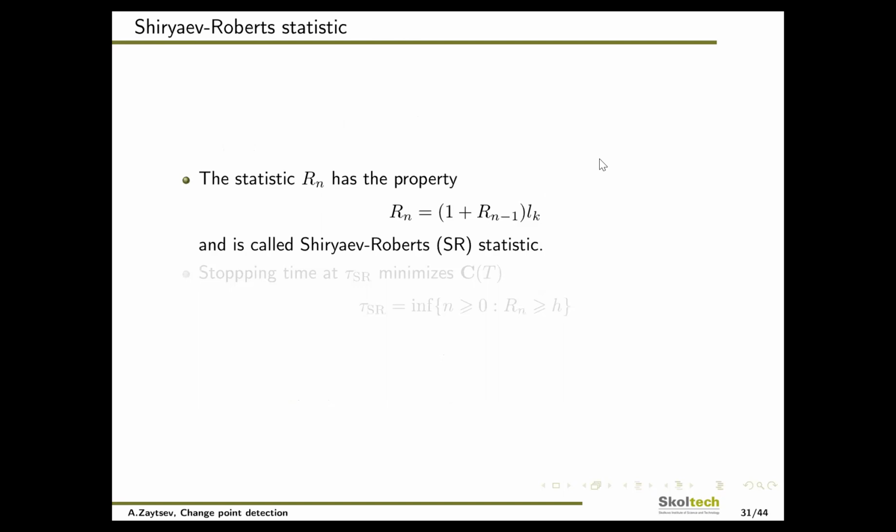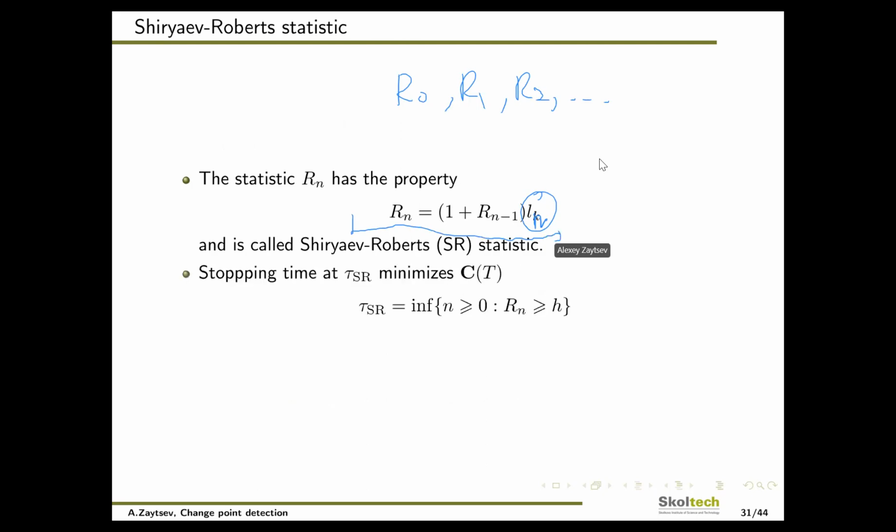So the statistic is like this. We have R0, R1, R2, and so on for each time moment. We have this likelihood ratio that corresponds to time moment n, and we calculate Rn in this way here. And we define the stopping time as the first time when our Shiryaev-Roberts statistic exceeds the threshold h again. So the second step is the same for almost all statistics. The difference is how we define the statistic.